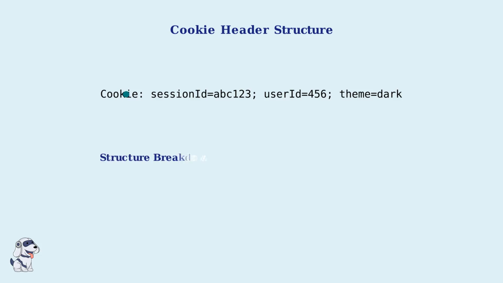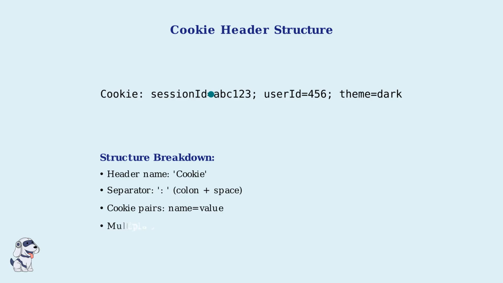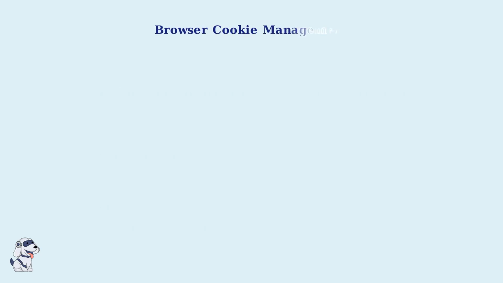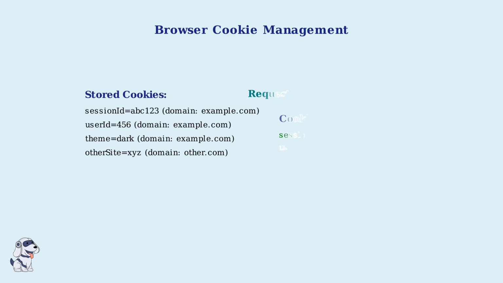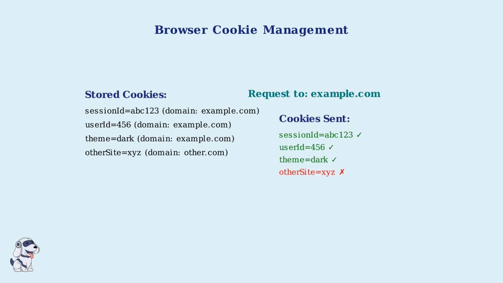Let's break down this Cookie header structure. It starts with the header name, Cookie, followed by a colon and space. Then we have the cookie data as name-value pairs, separated by semicolons and spaces. The browser automatically manages which cookies to include in the Cookie header. It only sends cookies that match the current domain and path of the request. This is a crucial security feature that prevents cookies from being sent to unintended servers.